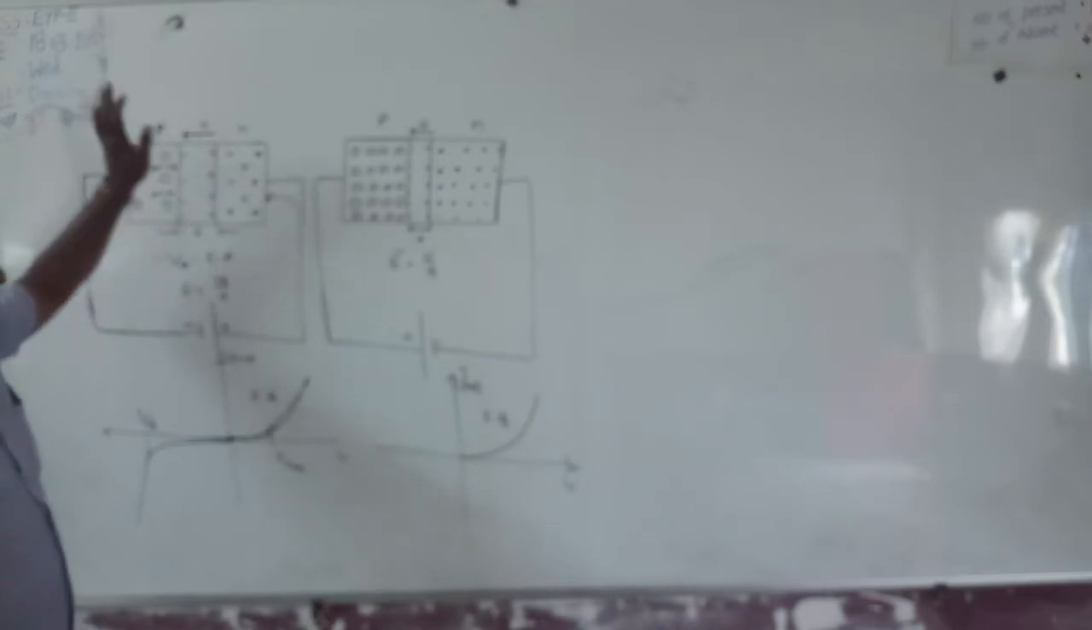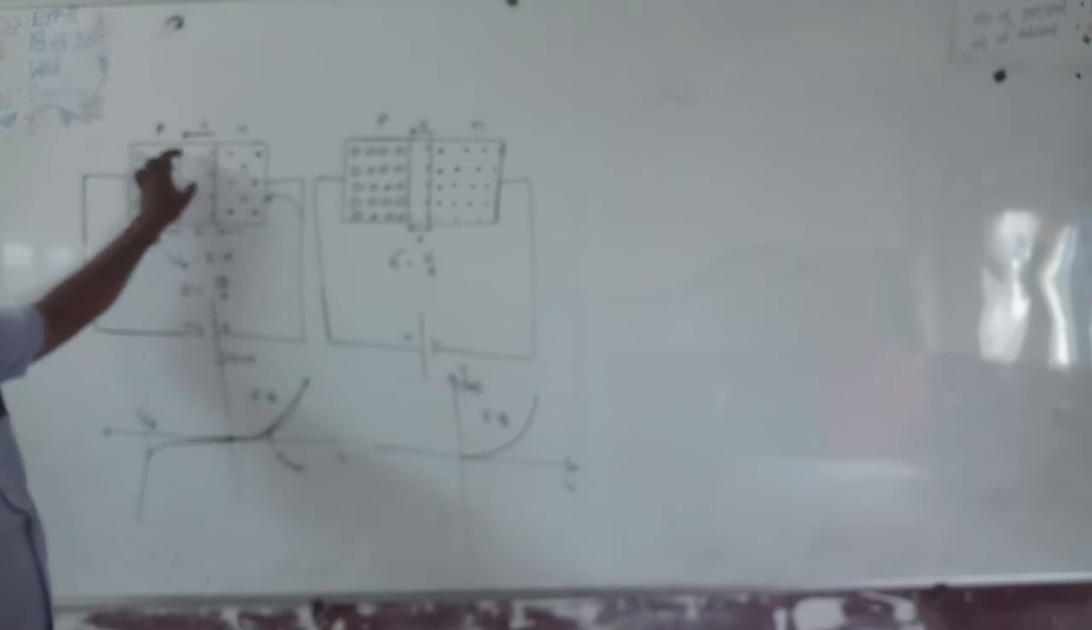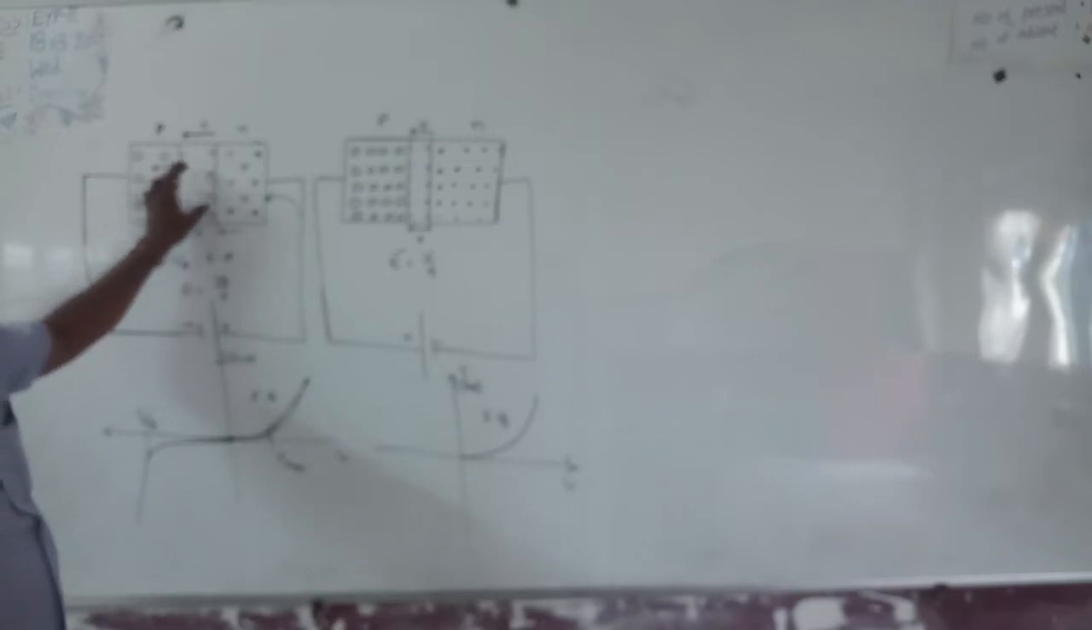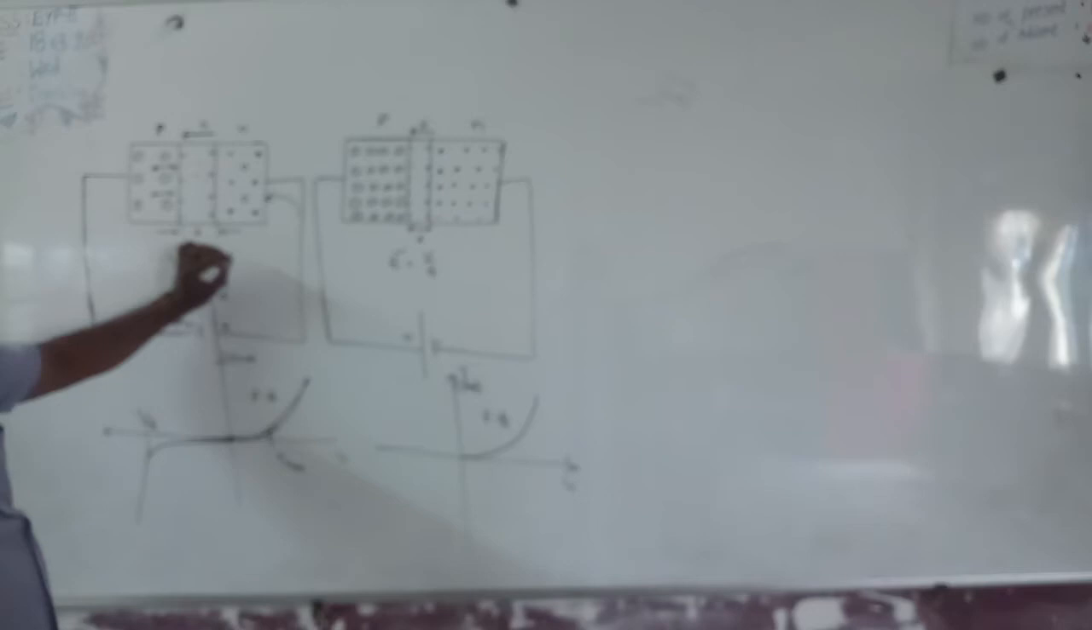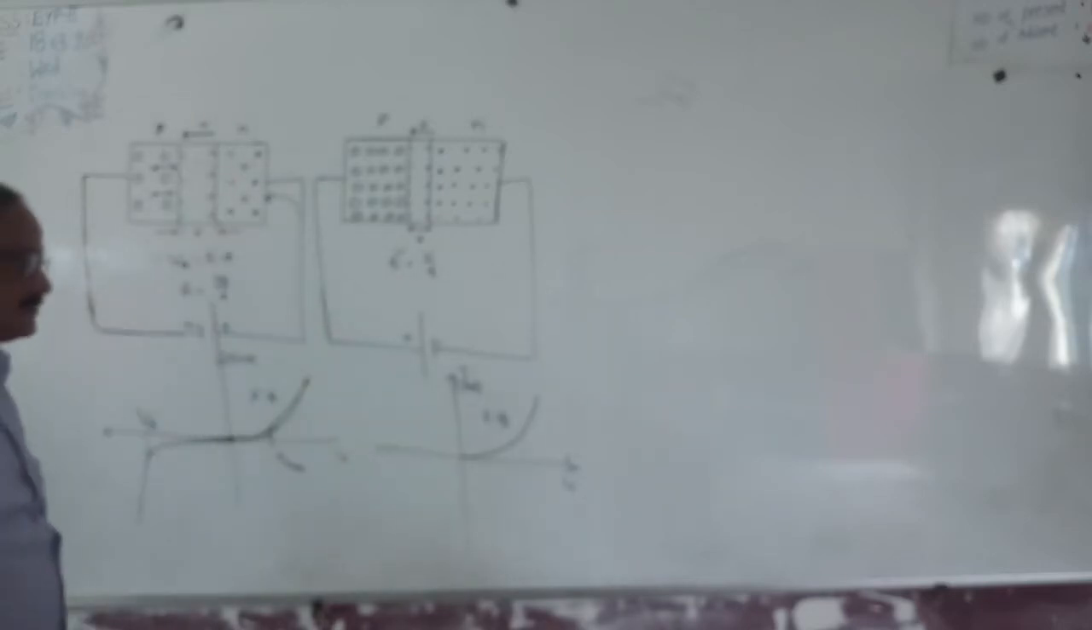Okay, now this type of breakdown is known as the avalanche breakdown. Avalanche breakdown can take place in the case of ordinary PN junction diodes. So this is the process.